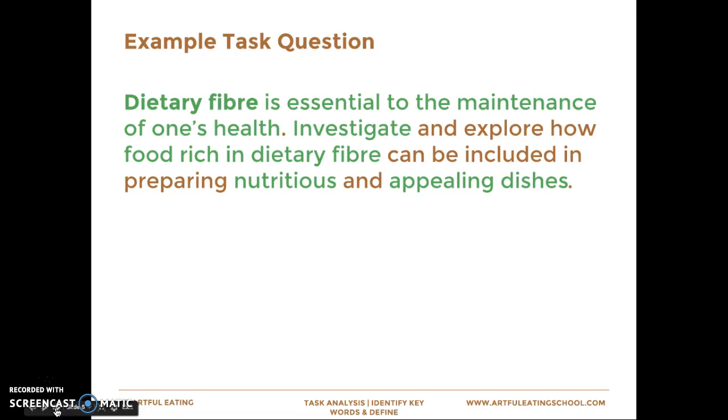Okay, so as you can see here, all the words highlighted in green are the key words and phrases. So I've got dietary fiber is essential to the maintenance of one's health. So that whole sentence is a key phrase. Then I've got investigate, and I've got food rich in dietary fiber. I've got the words nutritious, and finally appealing dishes.